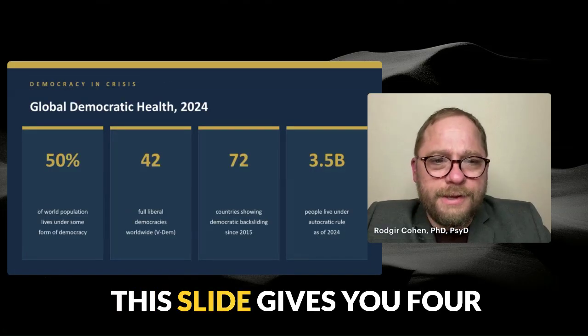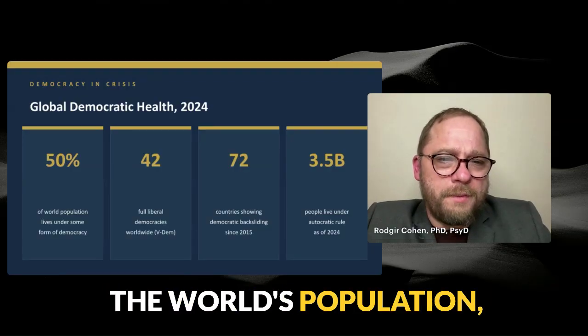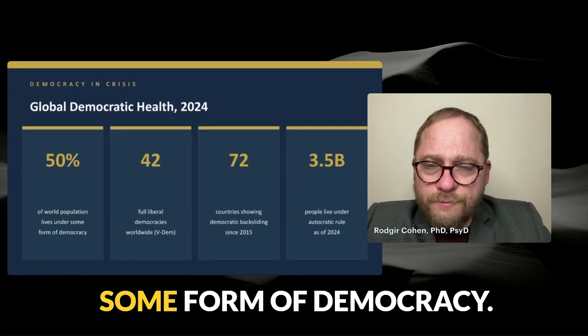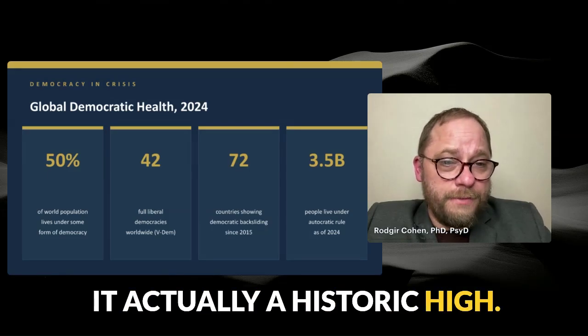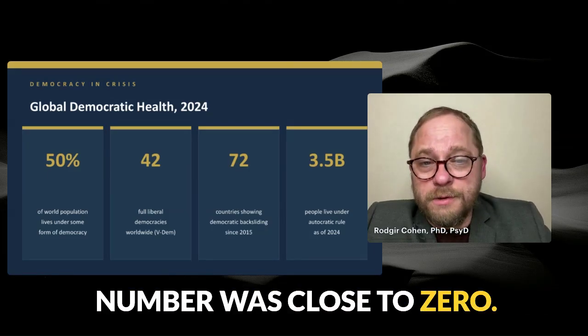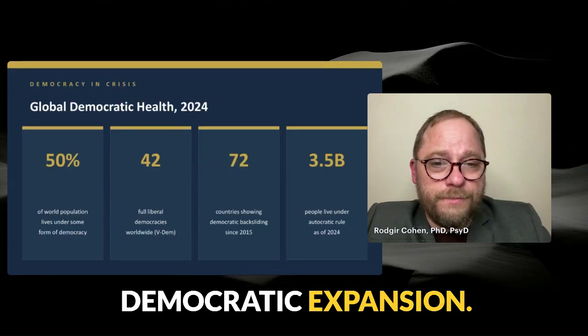This slide gives you four numbers that tell a story. 50%: about half the world's population lives under some form of democracy. This sounds like good news. It's actually a historic high. 100 years ago, the number was close to zero. So the 20th century was a story of democratic expansion.